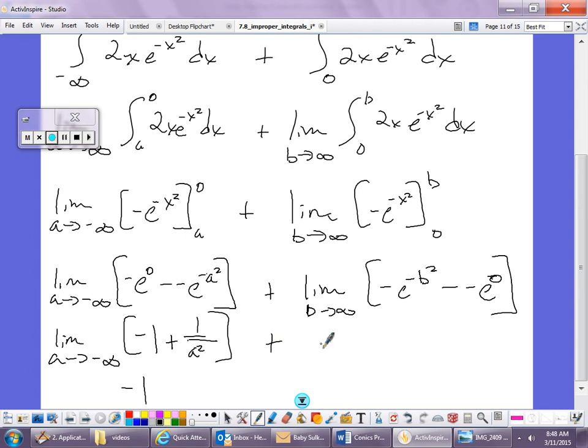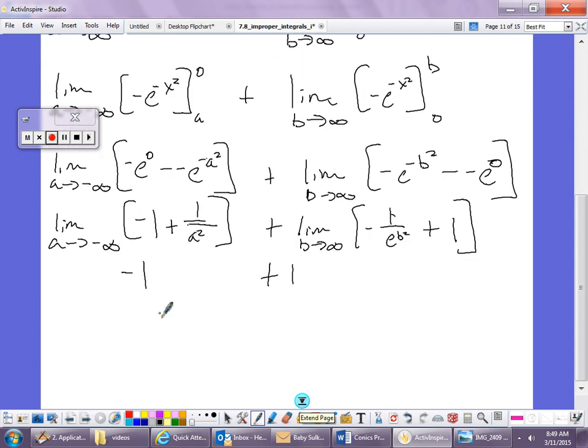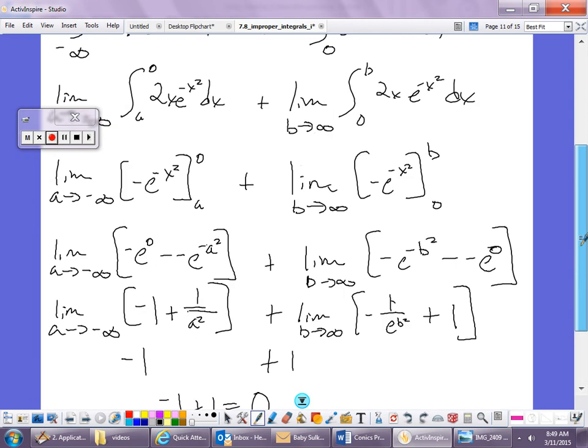And on this side, something similar happens. I get the limit as b goes to infinity of negative 1 over e to the b squared power, plus 1, since e to the 0 is 1. This term is going to go to 0 as b goes to infinity, and so I'm left with just 1. And so I end up with negative 1 plus 1, which is 0. So this one converges, and it converges to 0.